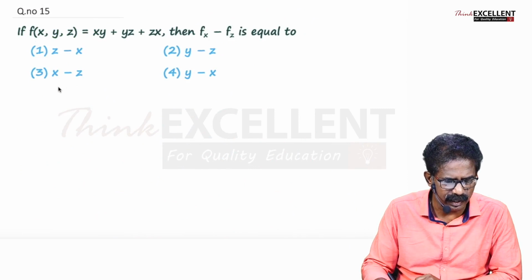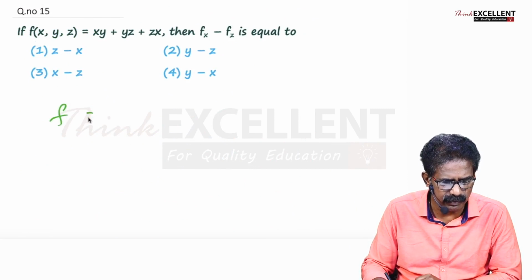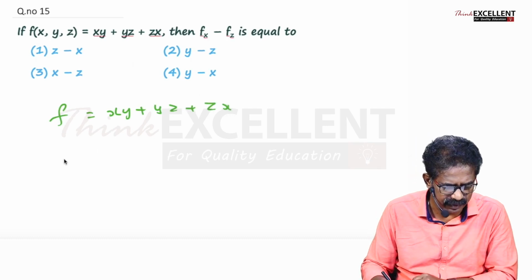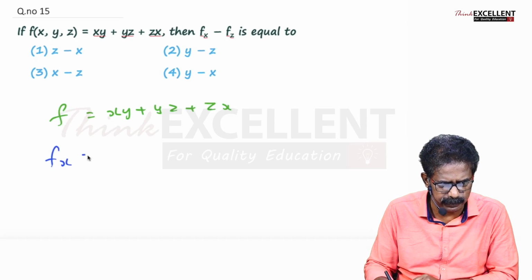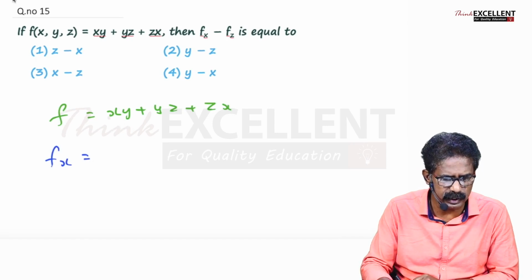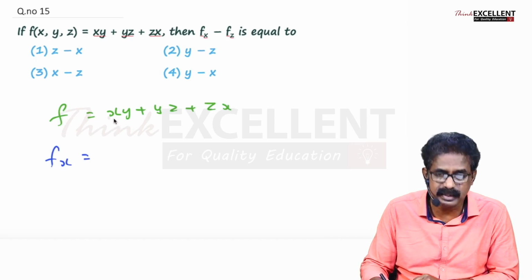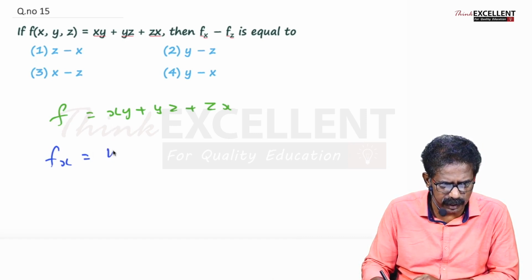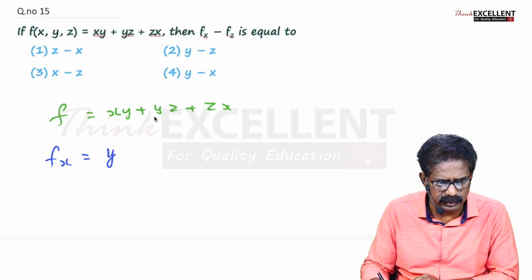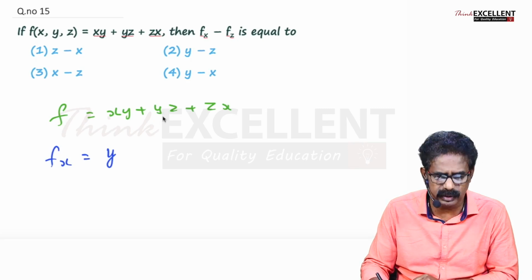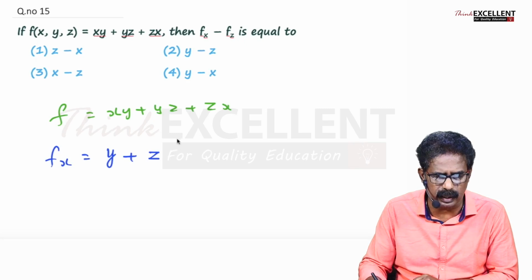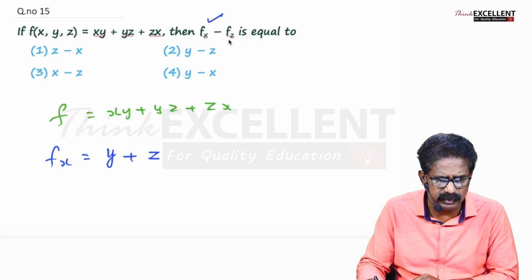F is given as xy plus yz plus zx. So first you find fx, right? Differentiate partially with respect to x. First term x is there, so y constant into x derivative 1. Second term x is not there, so derivative 0. Third term x is there, z is a constant into x derivative 1. So that is fx. Next we want fz.